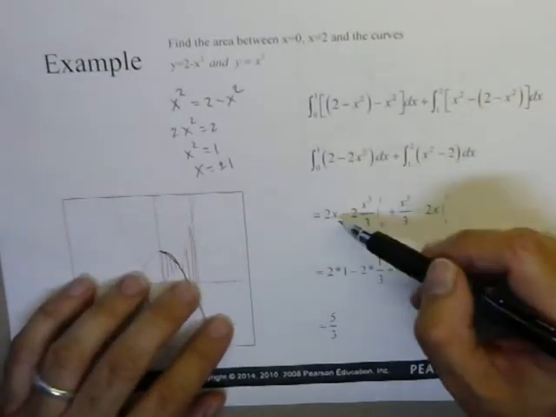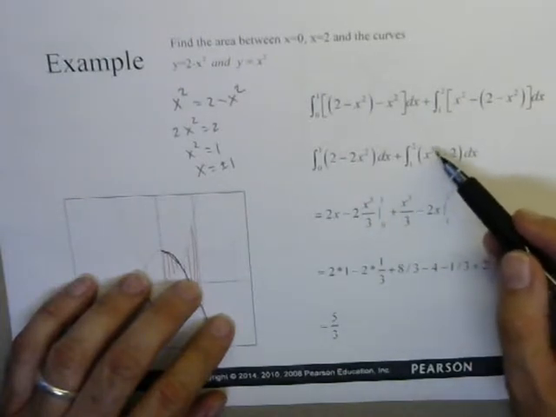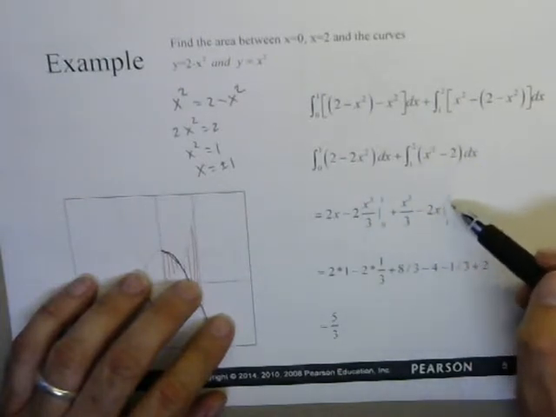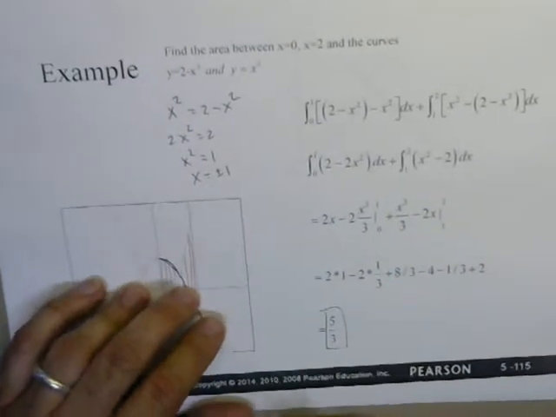So here you'll get 2x minus 2x cubed over 3, plug in the 1 and the 0. Here you'll get x cubed over 3 minus 2x, plug in the 2 and the 1. Evaluate that, and you should get 5/3.